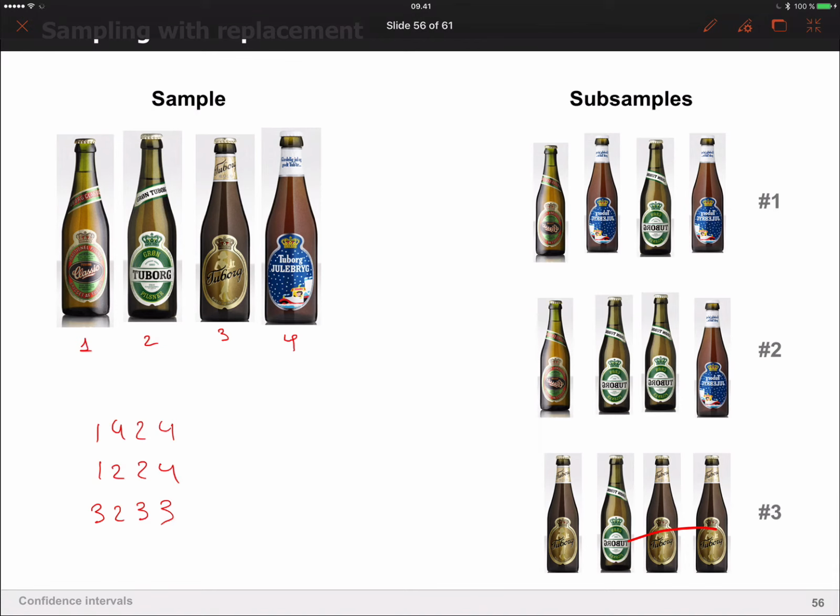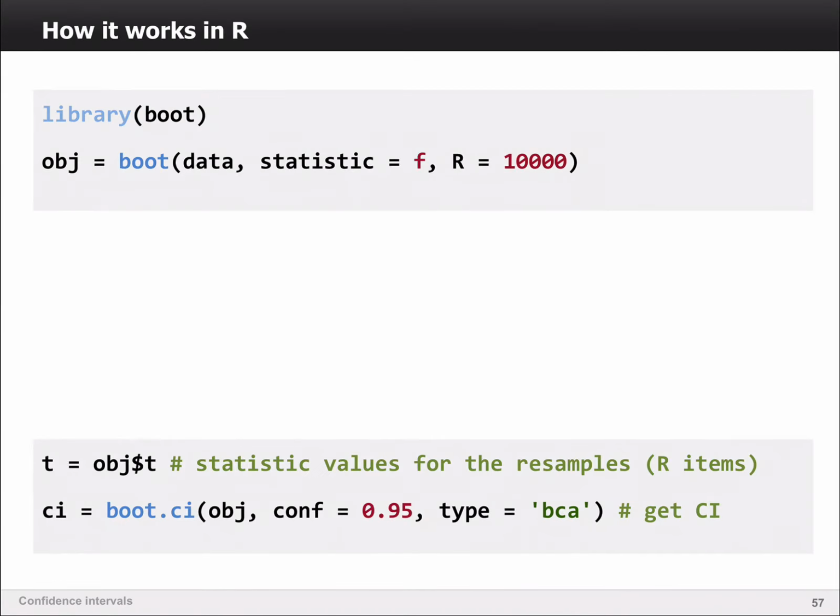I will show you all the details in the next video. If you want to do it in R, you have to install a package. That's the package name boot. So you have to use install.packages and then find the package boot that contains all functions necessary for bootstrapping. The main function is also called boot, and this function actually does the main job. It takes all the subsamples and calculates the statistics.